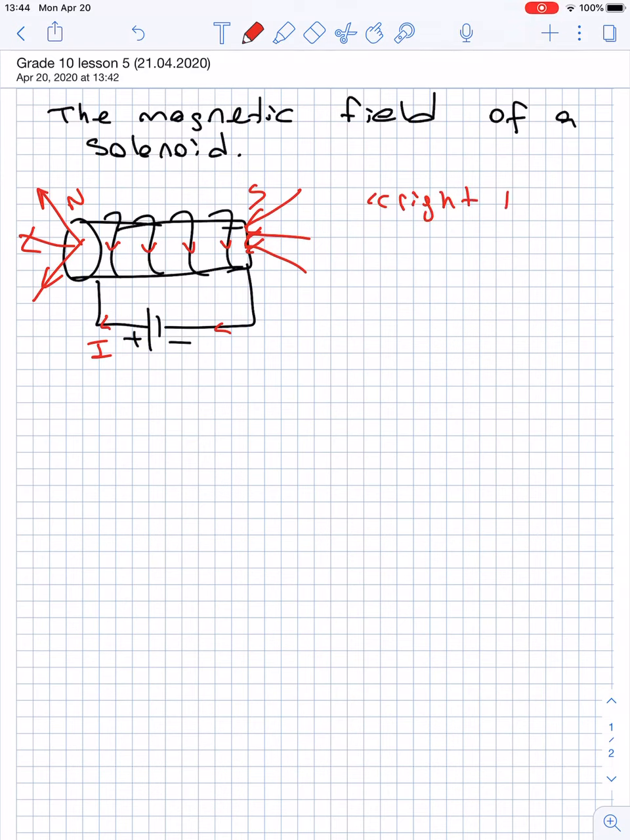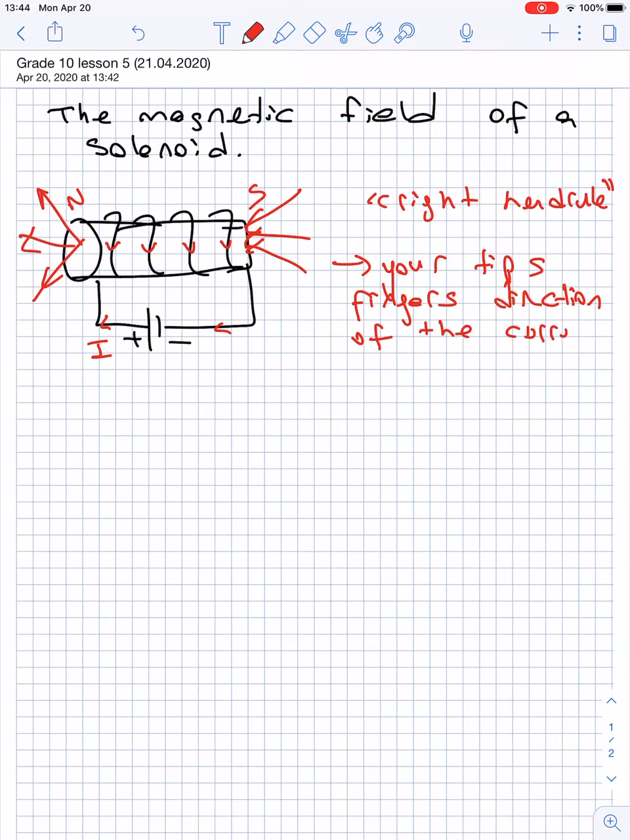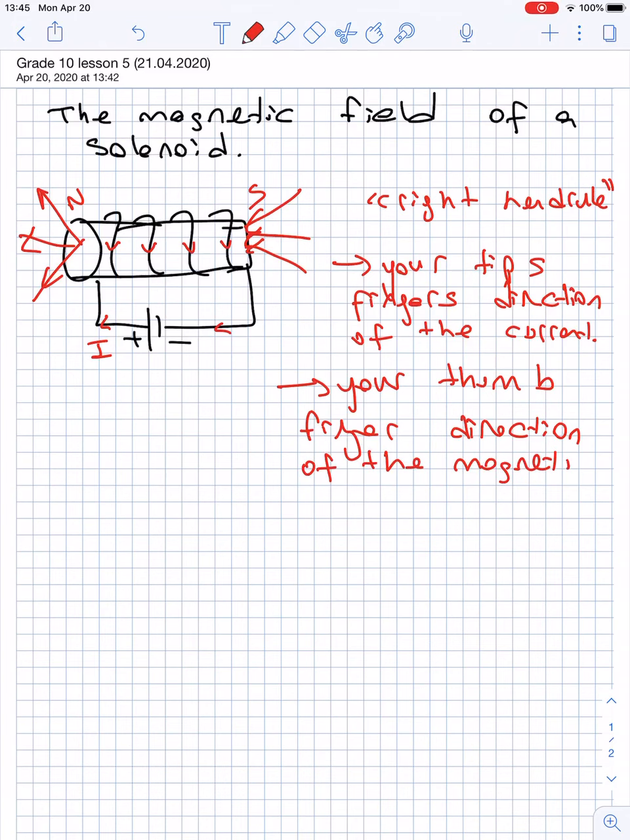And here we also have to use the right hand rule. Okay, what is the right hand rule? Your fingertips always show the direction of the current, and your thumb shows the direction of the magnetic field.